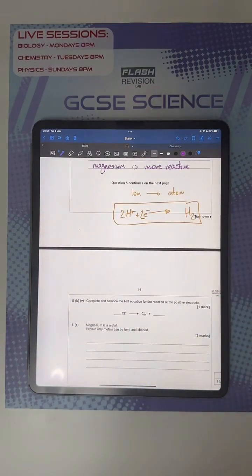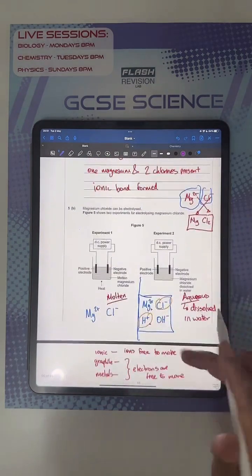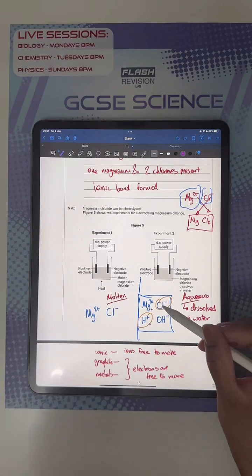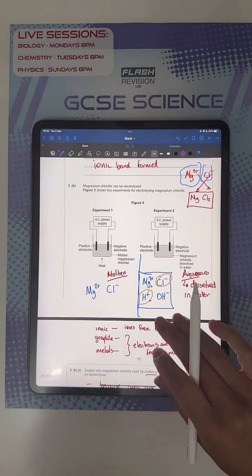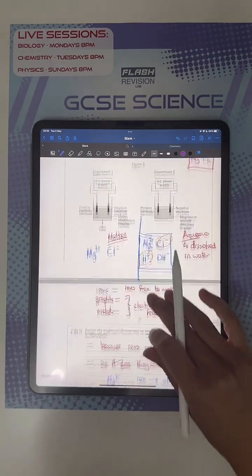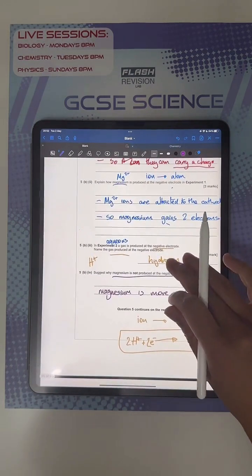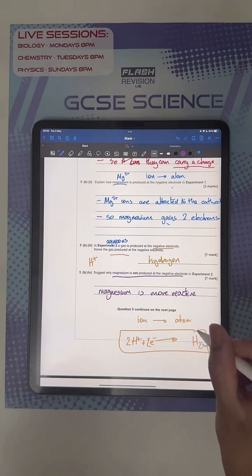Complete and balance the half equation for the reaction at the positive electrode. So remember what we said? We said Cl minus will go. So this question is basically asking to write the half equation for Cl minus. So let's try this without actually looking at that question. Let's follow our rules. So we're going from ion to atom.